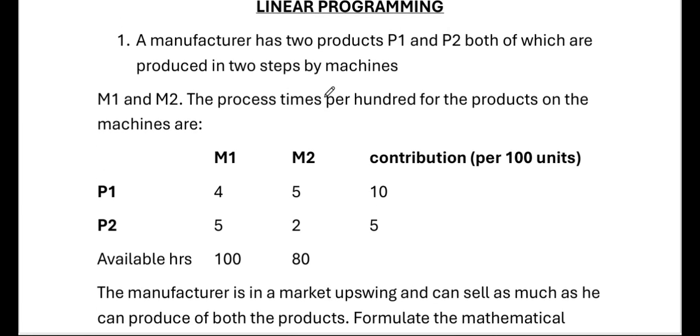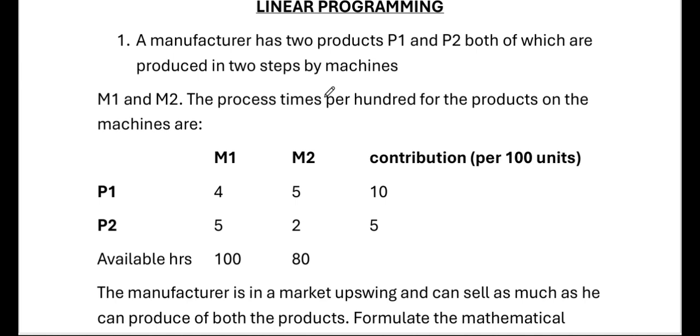So let's go straight to that. You are told a manufacturer has two products, P1 and P2, both of which are produced in 2 steps by a machine. So M1 and M2. The process time per 100 for the products on the machine are, so you have M1, you have M2, which are machines, and then P1, P2 are products. You can see that P1 contributes 10, so 10 per 100 units, and the contribution for P2 is 5. So we have constraints here.